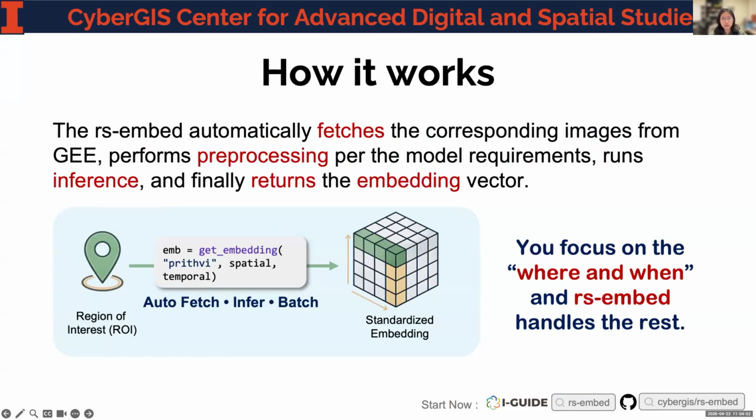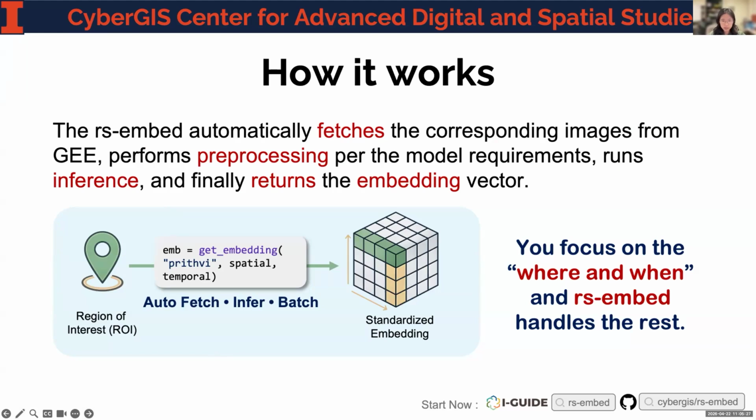At a high level, the workflow is also very straightforward. Based on that, rs-embed automatically fetches the corresponding imagery, performs the pre-processing required by the selected model, runs the inference, and then returns a standardized embedding output together with the metadata. So rather than manually stitching together data acquisition, formatting, inference, and exports, the user can focus on the region and the time of interest, while rs-embed handles the rest.